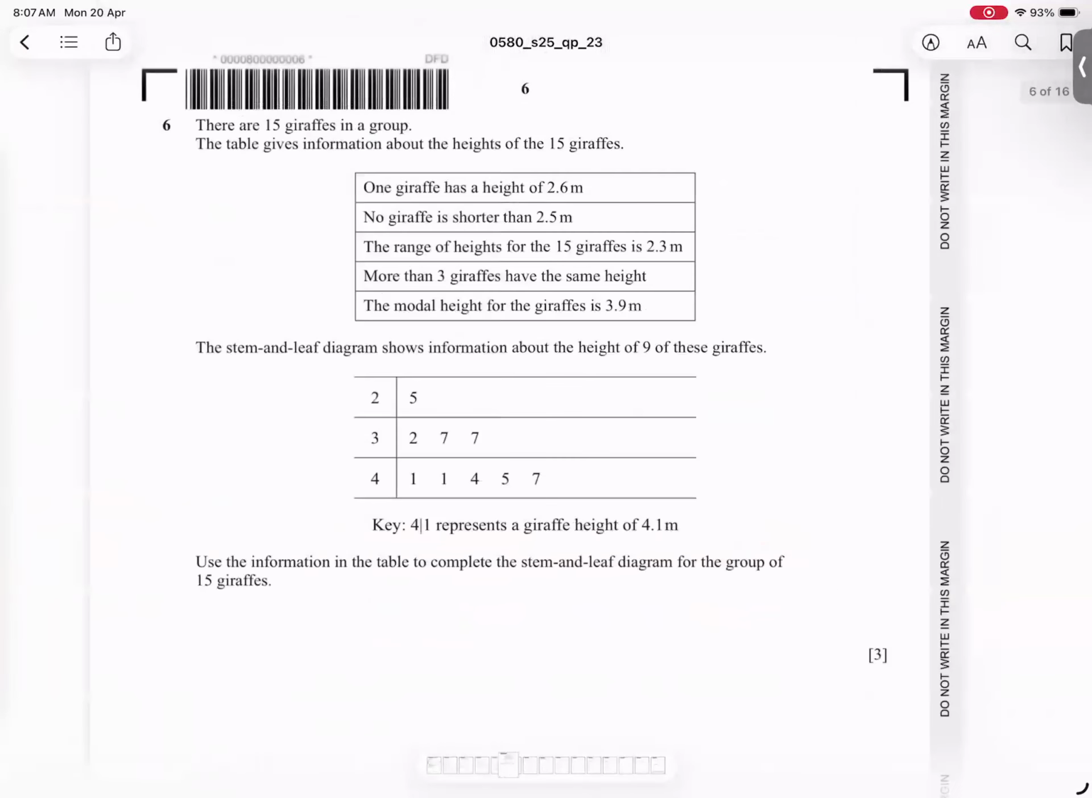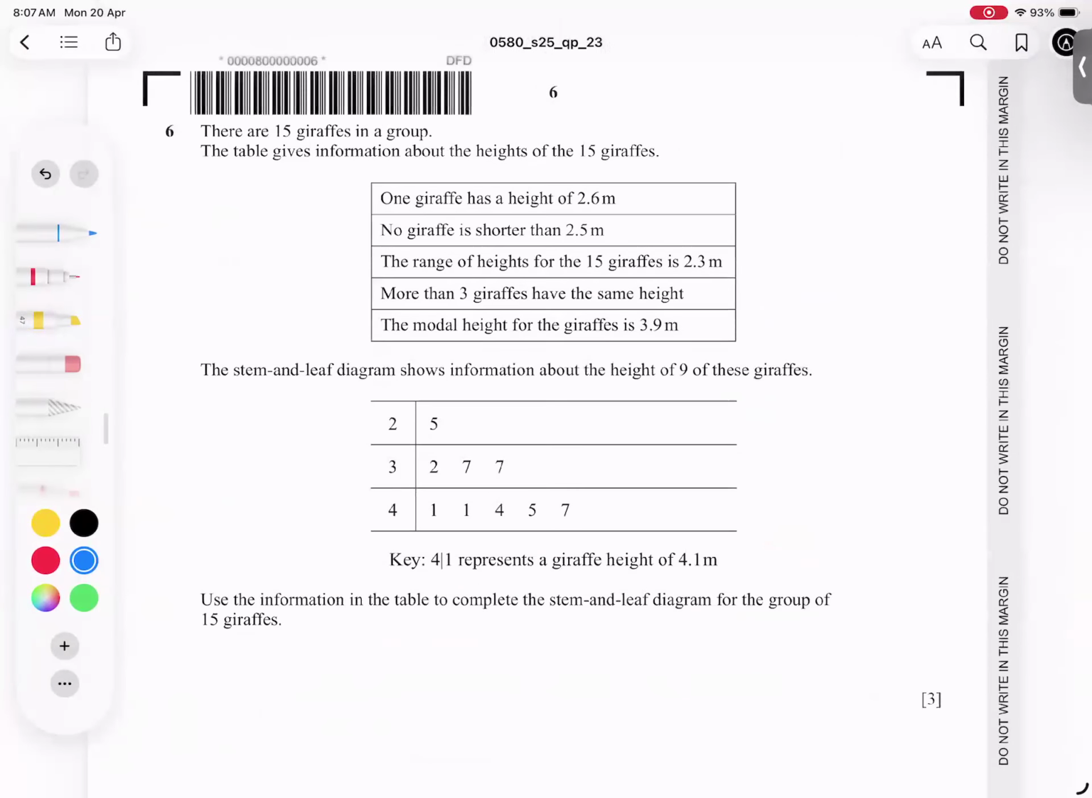Question number 6. What he's saying is that there are 15 giraffes in a group, and the heights of the 15 giraffes are given. One giraffe has a height of 2.6, so 2 comes from here and 6 will go here. Okay, I can write 6 here, done. No giraffe is shorter than 2.5, which means 2.5 is the smallest, correct. Done.